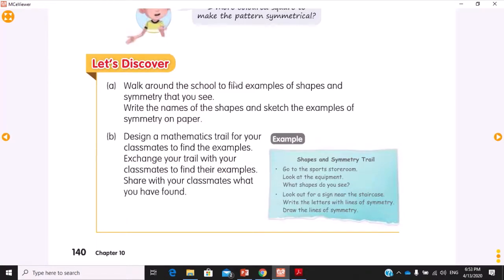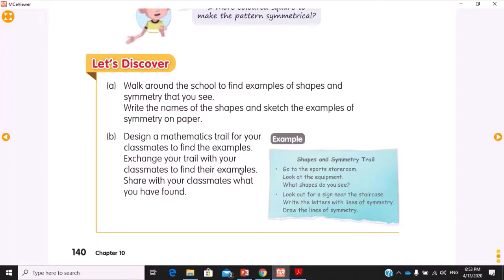Walk around the school to find examples. Now you're going to be walking around your house to find some shapes or examples, and try to bring a mirror and try to use some different shapes where you can put them beside the mirror and tell me if you found a duplicate shape for that material that you found around your house. So write the names of these shapes and sketch examples of symmetry on paper. Show that to me, please.